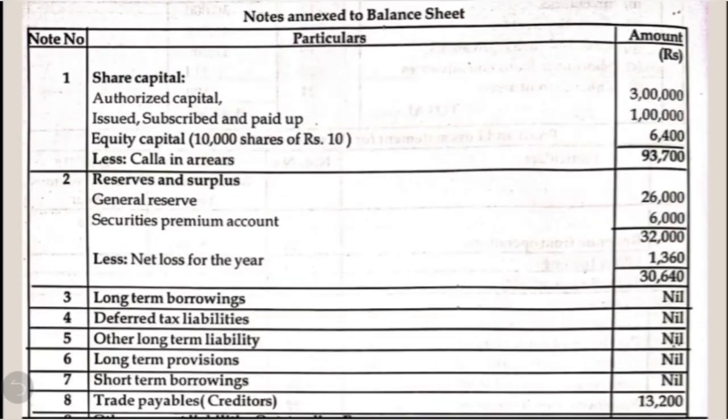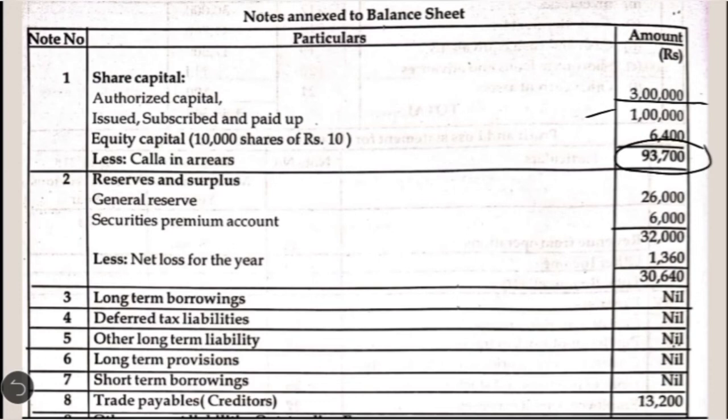Then the third step is providing the notes relating to the balance sheet. Note number 1 is share capital. As I said, first we are going to write authorized capital amounting to 3 lakh, but we have to underline that it is not considered for totaling. Then we have to write issued, subscribed and called up capital amounting to 1 lakh. From that the calls in arrears is deducted, so the paid up capital is 93,700.